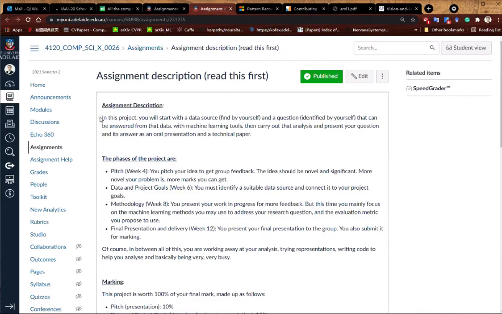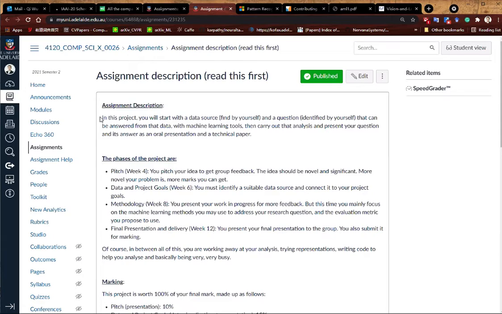Do you have any suggestions as to where to find data sets? Are we mainly going to be looking at data sets on Kaggle? No, I will introduce that later, right? As I mentioned in the last session, I will introduce some websites, some sources where you can find interesting data sets or interesting questions by yourself.